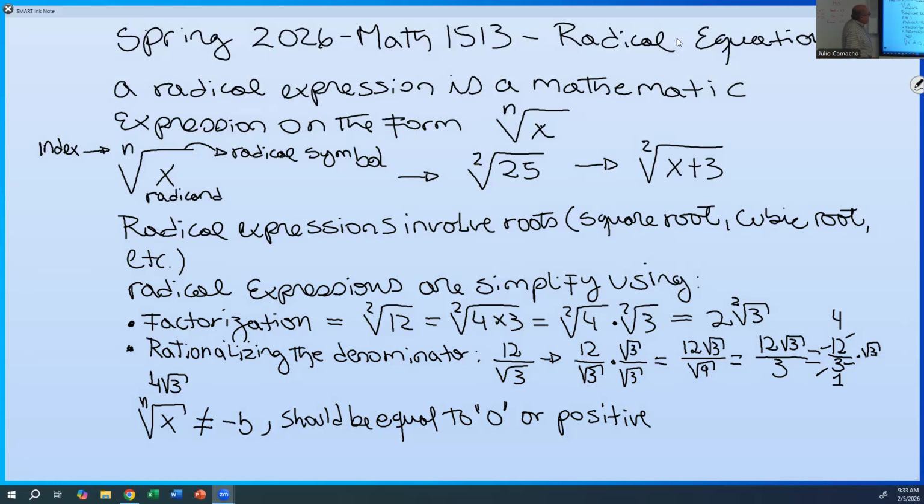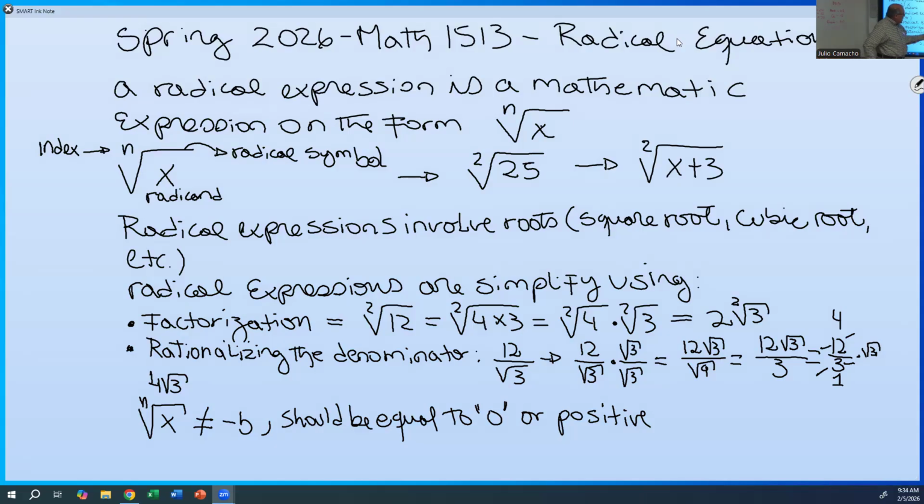As I already said, radical expressions involve roots, the square root, the cubic root, etc. Radical expressions are simplified by factoring. We did that before when we worked with complex numbers. You have the square root of 12. 12 doesn't have a perfect square root, so you break it down into two factors, the square root of 4 times 3, and then apply the product property.